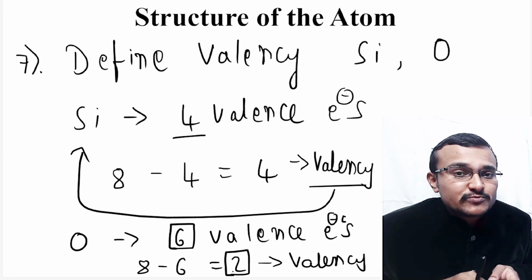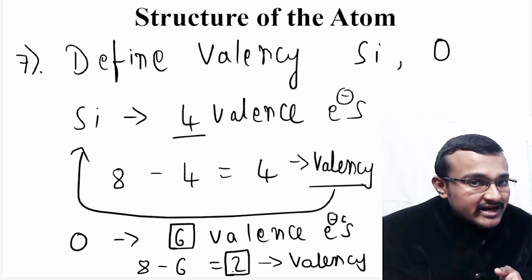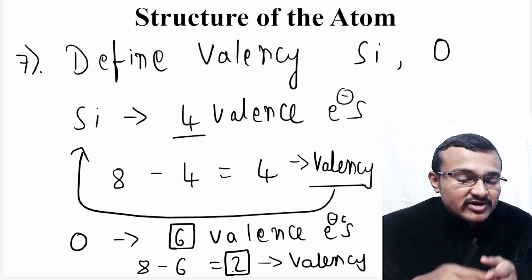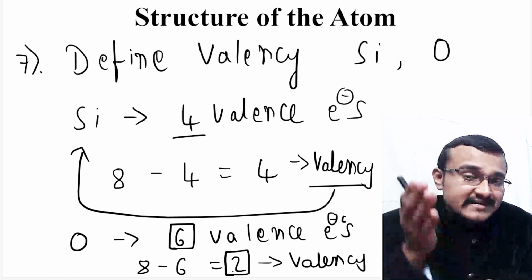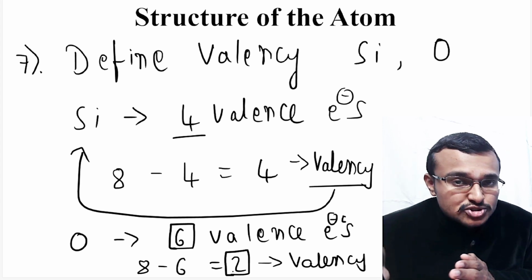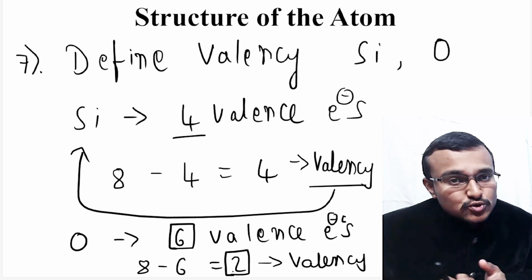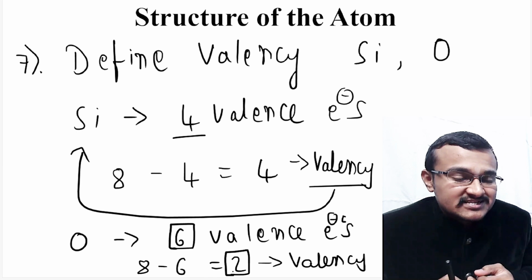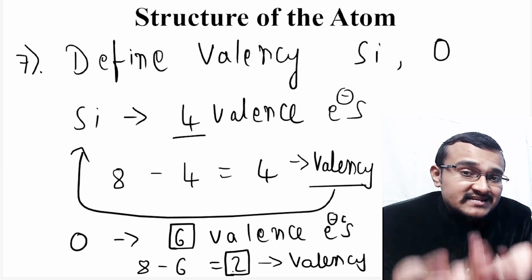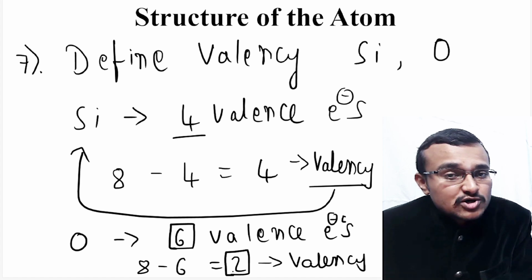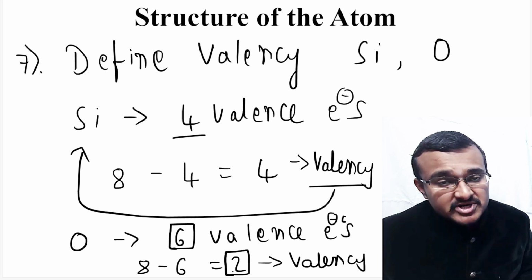In order for silicon to become stable, 4 more electrons are required, or this silicon can donate 4 electrons or accept 4 electrons, because valence electrons and valency are equal for silicon. But oxygen has 6 electrons in its outermost orbit, so donating 6 electrons is difficult compared to accepting 2 electrons. Accepting 2 electrons is easy for the oxygen atom. Hence, the valency of oxygen atom is 2. That is, oxygen can accept 2 more electrons, whereas the valency of silicon is 4, where silicon can accept 4 more electrons. This is all there in this video.